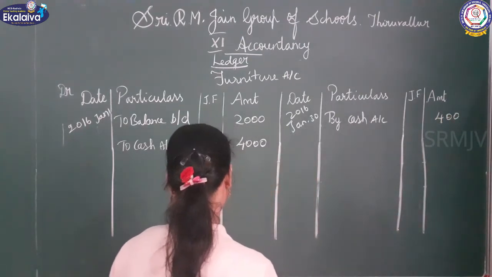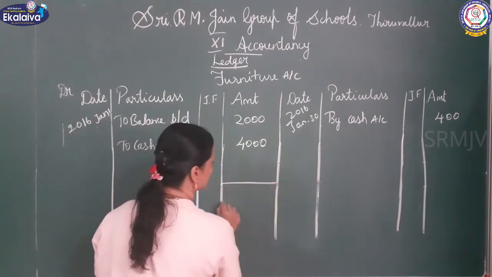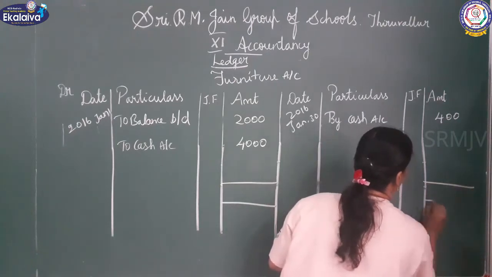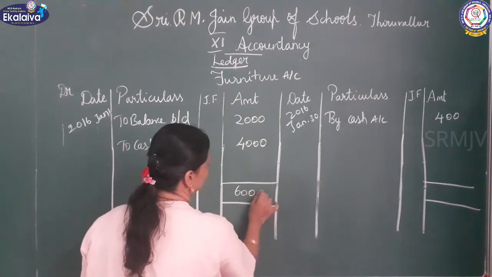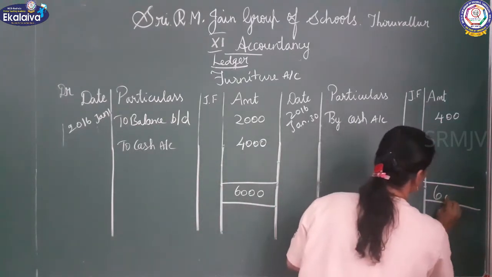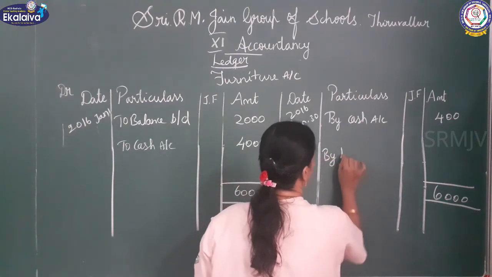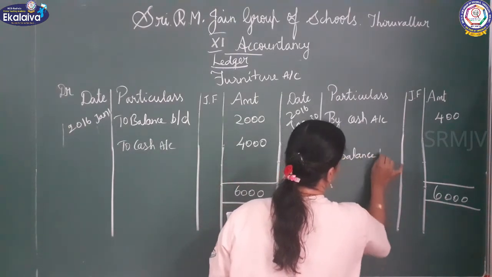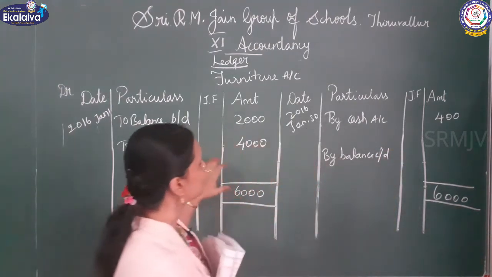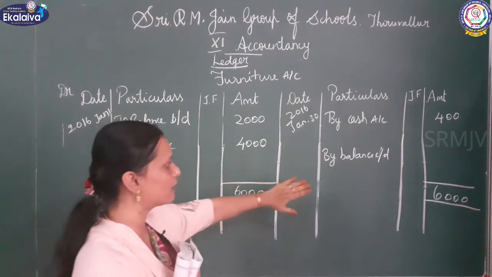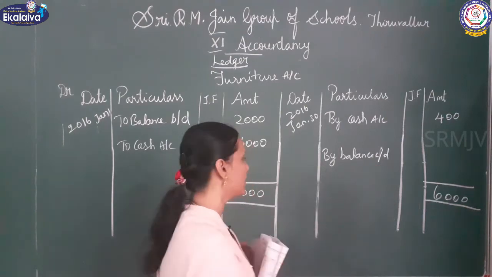Okay, and then we have to balance the ledger. So how you should balance? I said already. So this side 6,000, isn't it? So both the side you have to balance it, in the sense you have to put 6,000 here, and then by balance carry down. Why I am doing like this, in the sense which side the amount is very less, that side only we have to balance.